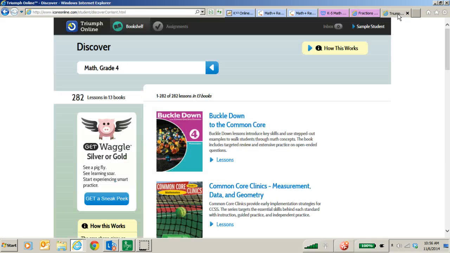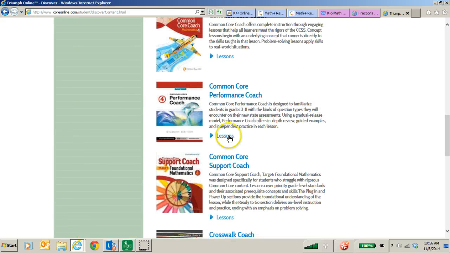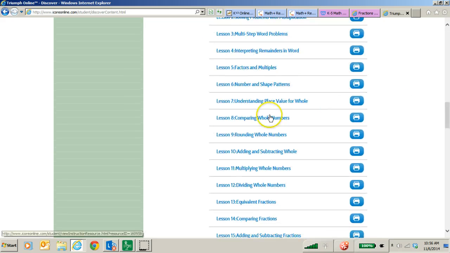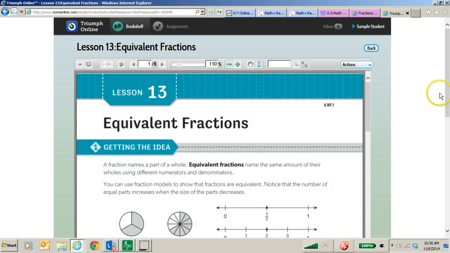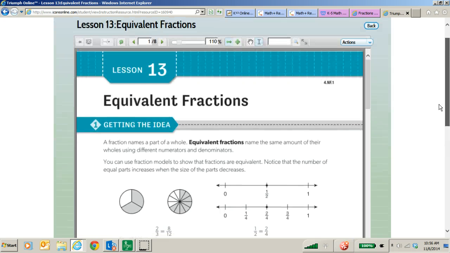Also, if you go to Triumph Online and go to the bookshelf feature, some assignments have been assigned already, but fraction lessons have not. So go to the Common Core Performance Coach, and then go to equivalent fractions and comparing fractions. When you open those up, these are great opportunities to expand what your student has learned, as well as reinforce things with different types of models.